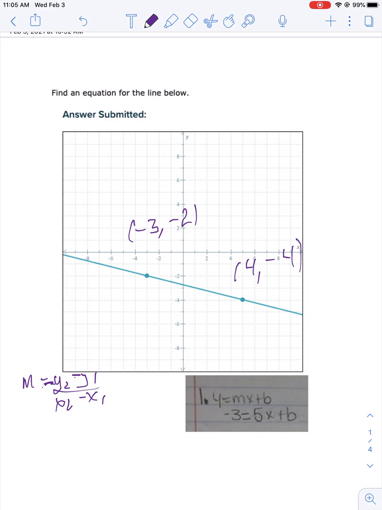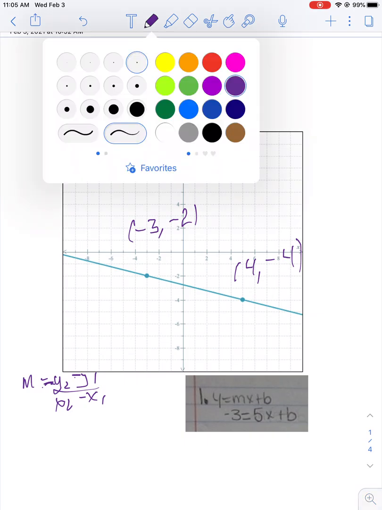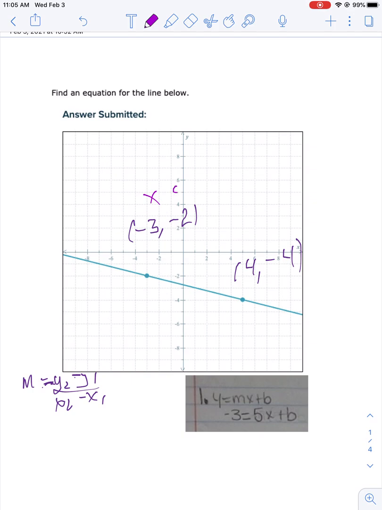So what happens is I'm going to take my 2 points. I'm going to remember the first coordinate is x, the second coordinate is y. So then I'm going to say that's going to be -4 minus a -2 all over 4 minus a -3. Well, -4 minus a -2, that's going to be a positive. All right, take that, it'll be a -2. 4 plus 3, that's going to be 7.